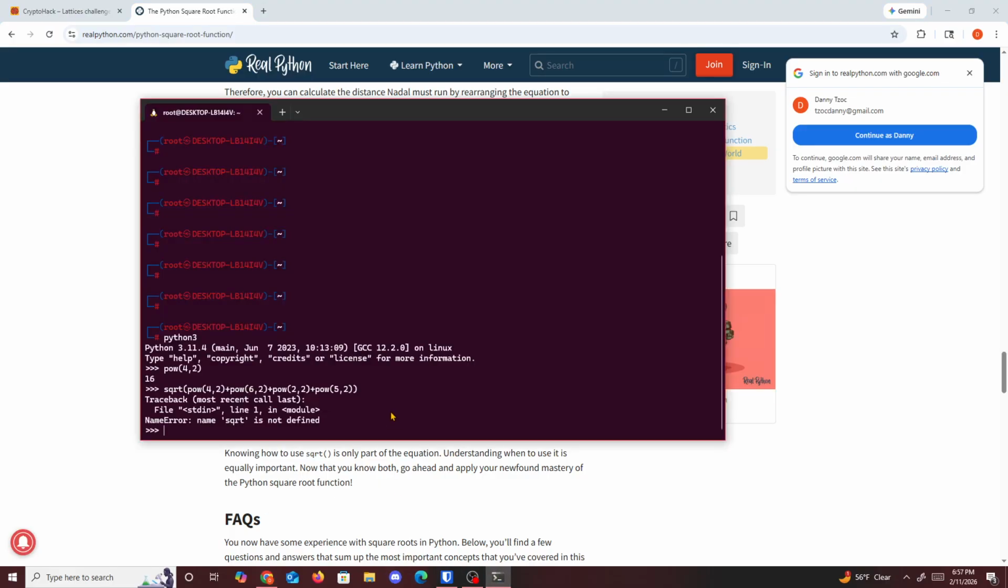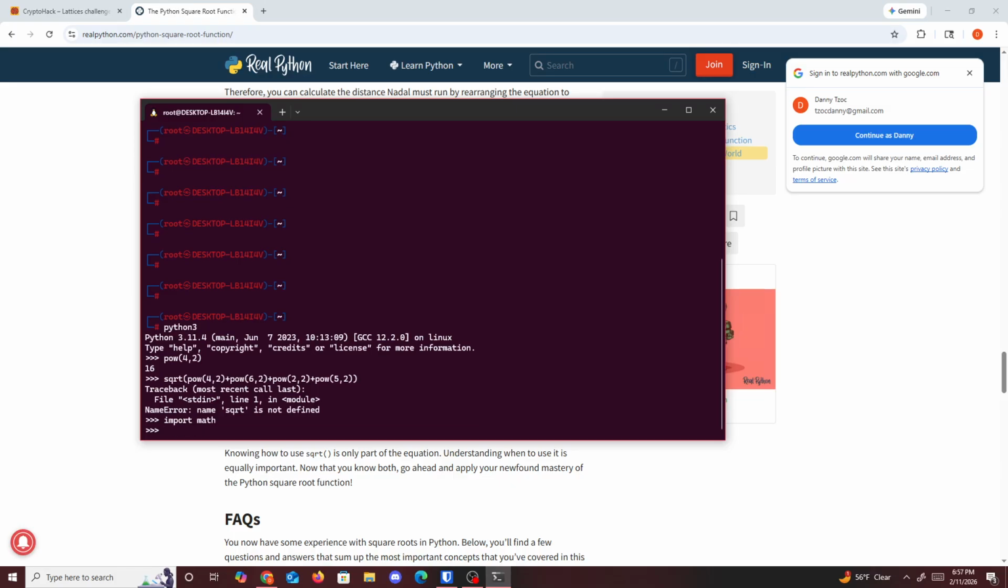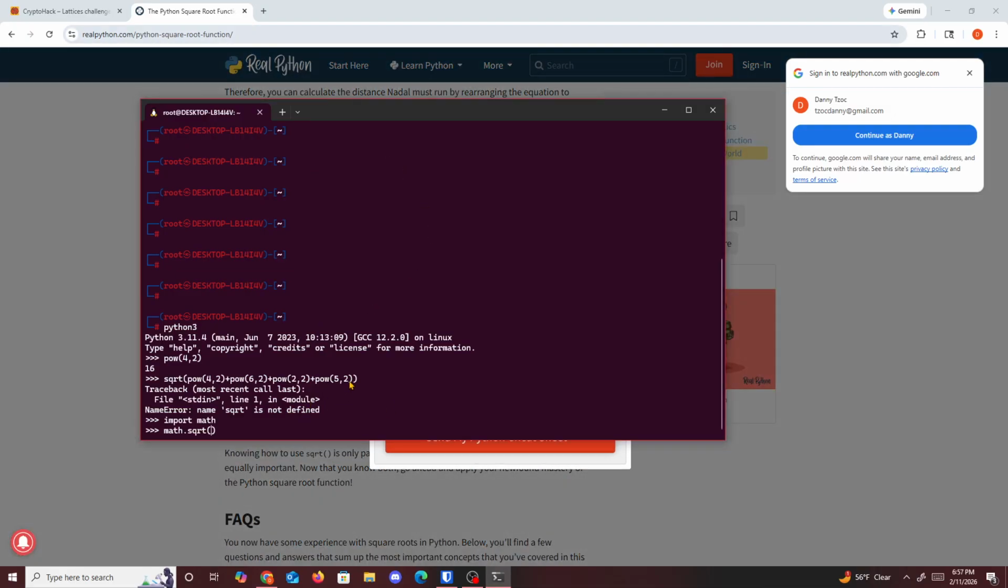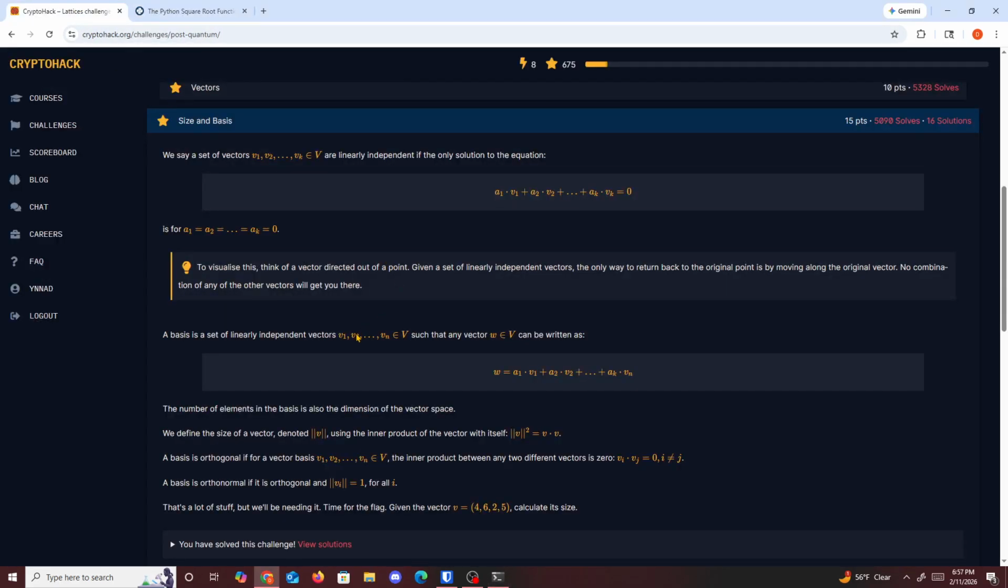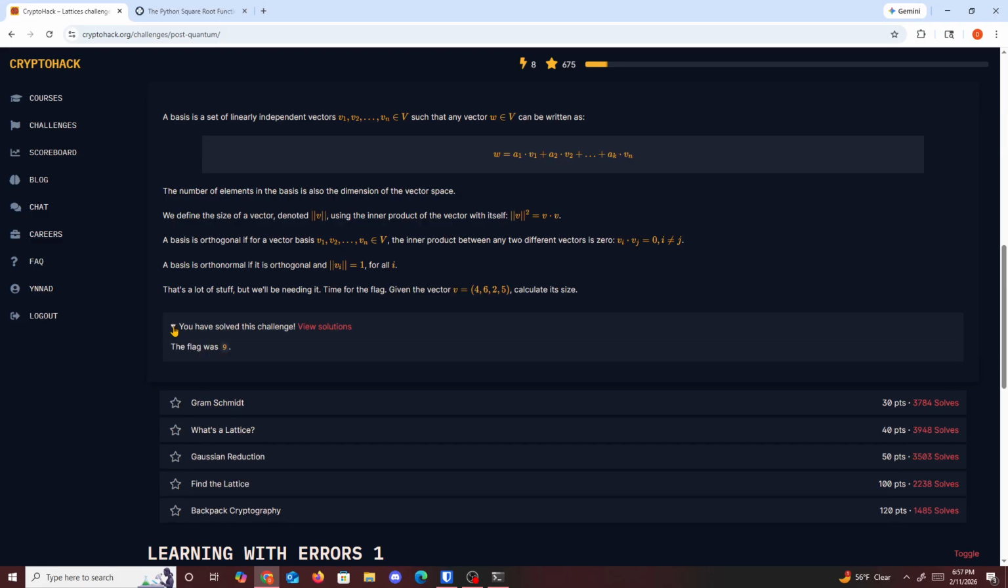So we'll just do import math. Then we'll do math.sqrt, and then we'll wrap this around and copy and paste what we had right here. Now if we do this, we get 9. So 9 should be our flag, and if we check it right here, we get that the flag was 9. So that was our final answer.